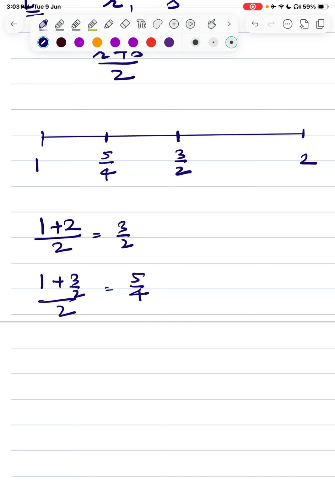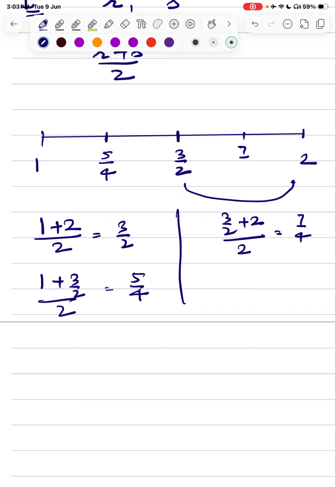Now you can do it either way. You can take half of it, and half of it like this. Next you will choose 3 by 2 and 2, add these two numbers and take their half. So 7 by 4. Okay, so you have inserted how many numbers between these two? So you have three numbers.